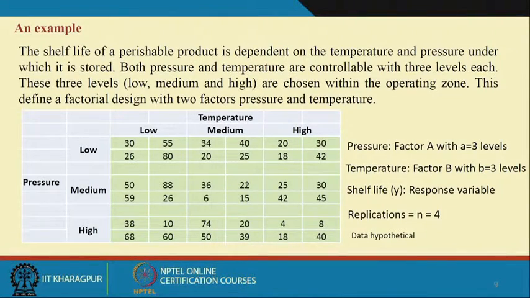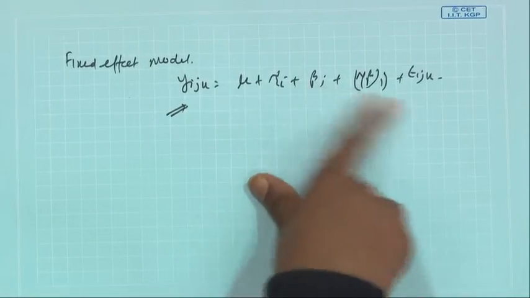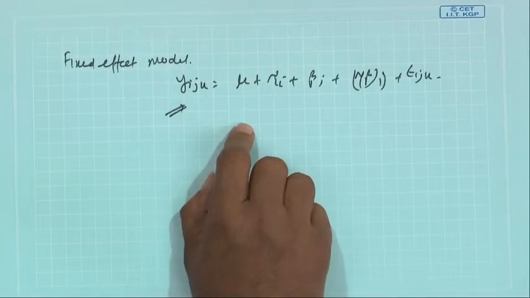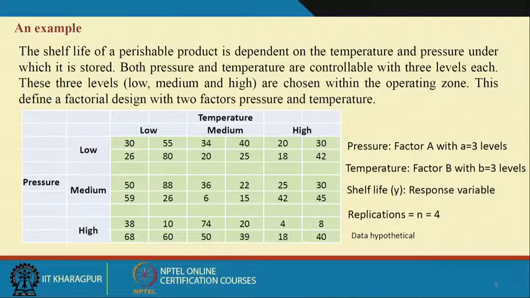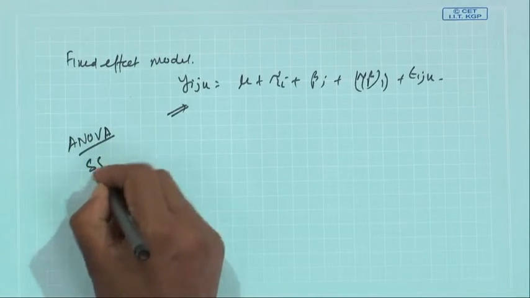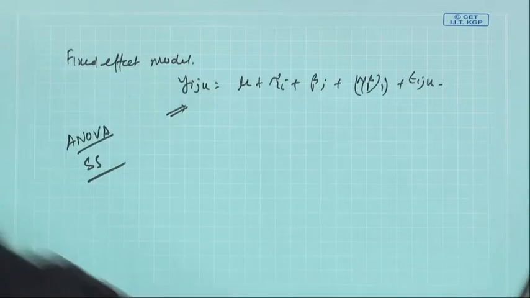Primarily we are interested in the tau i parameters, whether they are really contributing in explaining the variability of Yi or not, that is the issue. So, we are using ANOVA, and ANOVA means partitioning the sum of squares. So, let us compute this.